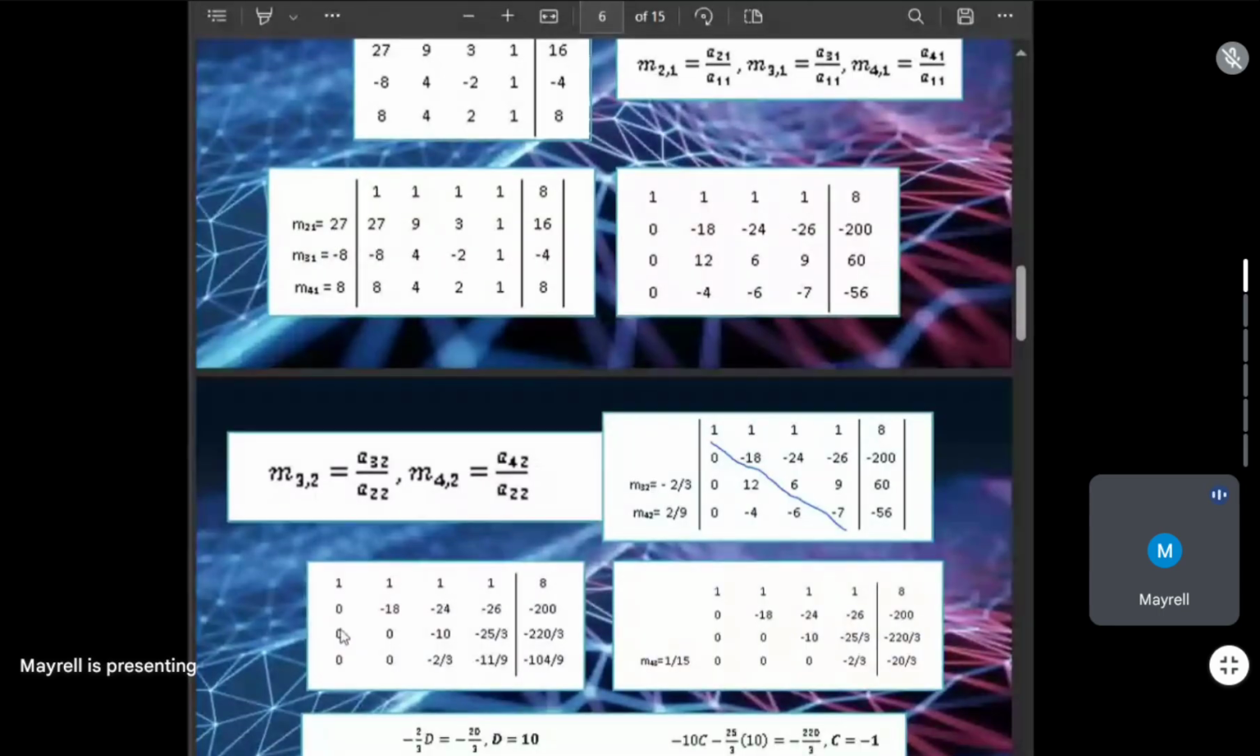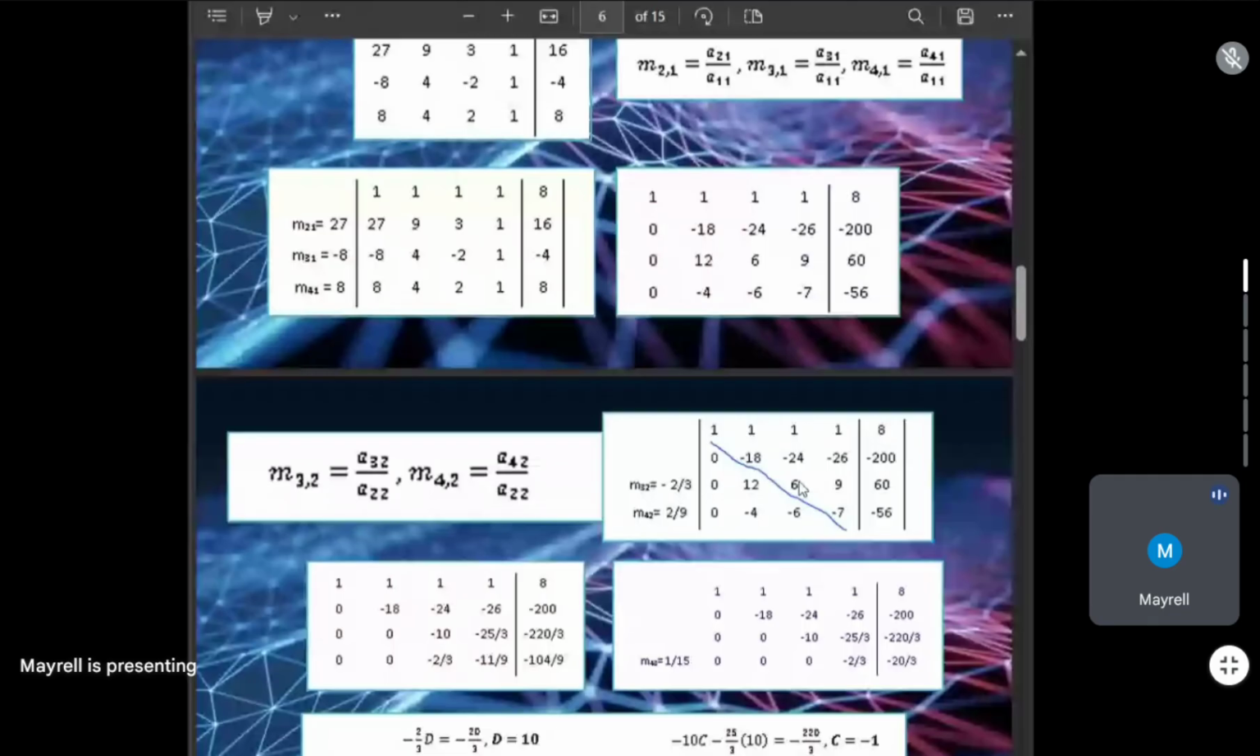So, anita sugod sa 12. 12 minus the m is negative 2 over 3 times kaning nasa row 2 na punta. Ayan na punta. So, 12 minus 2/3 times negative 18. So, ma-0 na siya. Then, third one, 6 minus negative 2/3 times negative 24. You have negative 10.